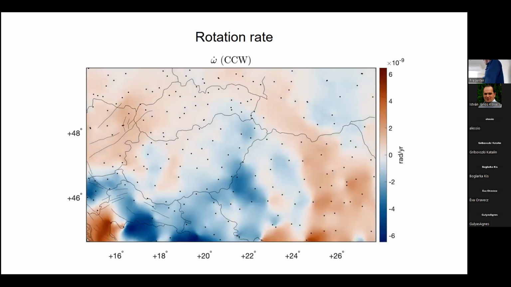I will just quickly show the rotation rates. Red colors are the counterclockwise rotations, and blue colors are the clockwise rotations. So there are some counterclockwise rotations going on in this corner, and also here in the Carpathians, and in a slower manner in the Eastern Alps and Western Carpathians. Inside Hungary it's relatively minor, very close to zero, like -1 nanoradian or +1 nanoradian a year. It's really quite low.